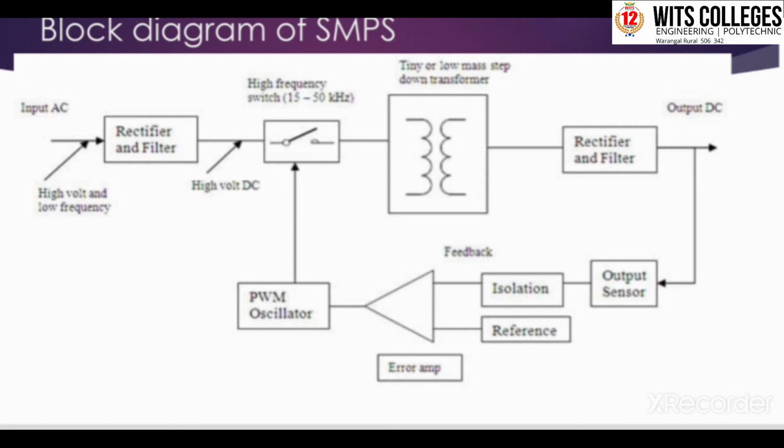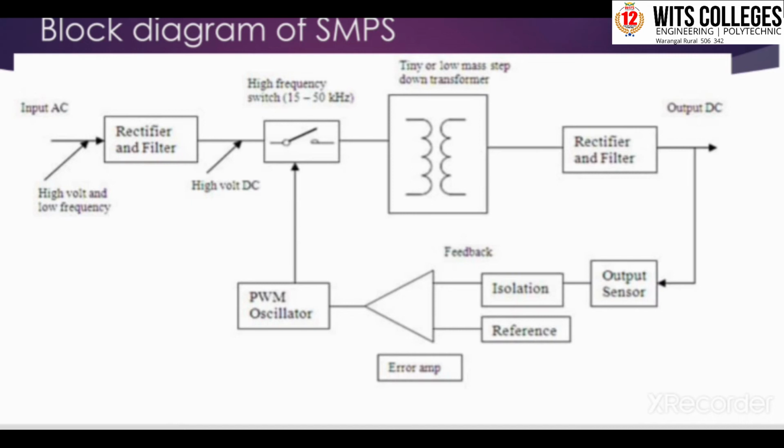The primary power received from the AC mains is rectified and filtered using a rectifier and filter. What is the output of the rectifier and filter? It is high voltage DC. It is then switched at a high rate, approximately 15 kHz. So this is the high frequency switch.